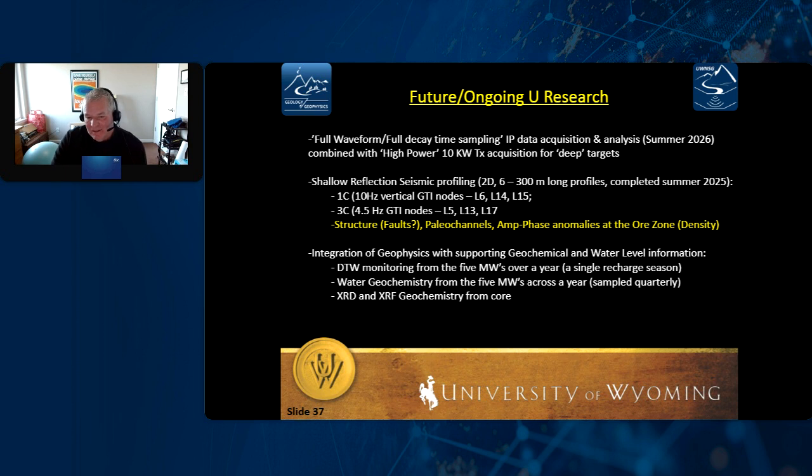Generally, the thing that's really missing from all that I've shown you today is the supporting geochemical and water level information. We've got water levels in the 5 monitoring wells across a single recharge season. We've done 4 samplings across those 5 monitoring wells, 3 of which are in the ore transition zone, 1 in the reduced zone, and 1 in the oxidized area. And then we've done XRD and XRF on cores taken from those sands in 4 of those monitoring wells. So we've got a lot of geochemistry to start to apply to why we're seeing what we see in the geophysics.